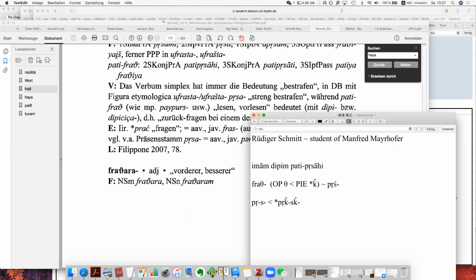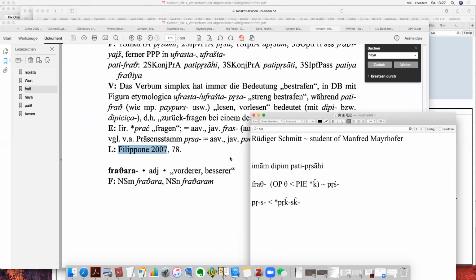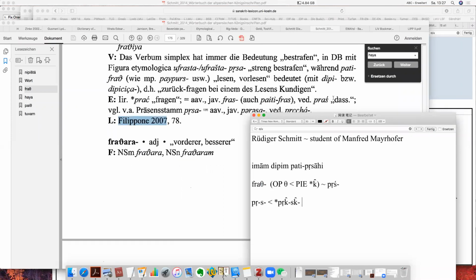And then, as someone has already mentioned, if we check the paper by Filippone, he mentions that this word actually originally means ask, but ask in a specific context, namely to ask someone to account, to explain. So if we ask someone to explain, it means that he has done something wrong or something uncomfortable, something like that. Something needs explanation, right?